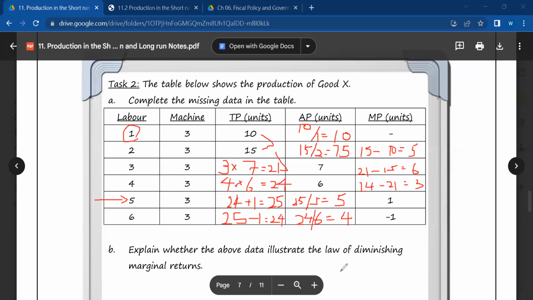Okay, if you finish part A, then we go to part B. Explain whether the above data illustrate the law of diminishing marginal return. 好啦，佢就問你究竟呢一個表符唔符合到 law of diminishing marginal return？As we learned before, how can we know whether the table illustrates this law? It is about the marginal product. So let's look at the marginal product.